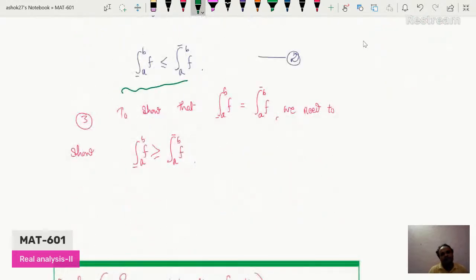To show that the upper Riemann integral and lower integral are equal, we need to show this, because the lower integral is always less than or equal to the upper integral. So if we have to prove that the upper integral and lower integral are equal, then we must prove just this inequality, that the lower integral is greater than or equal to the upper integral. So it is sufficient to prove this inequality.